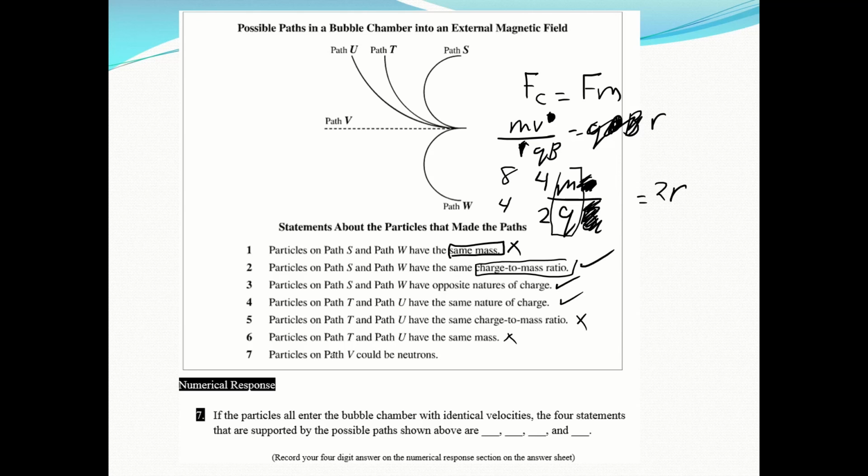We can't really say anything has the same mass because we don't know the charge. And particles on V could be neutrons for sure. So it looks like 2, 3, 4, and 7 are the ones that work. And that's all.